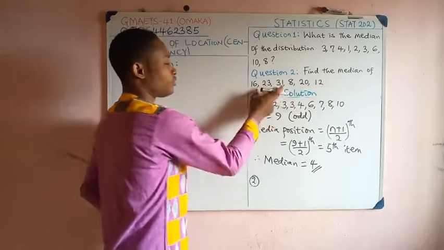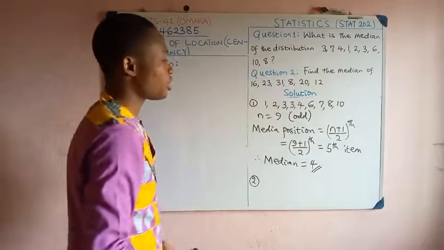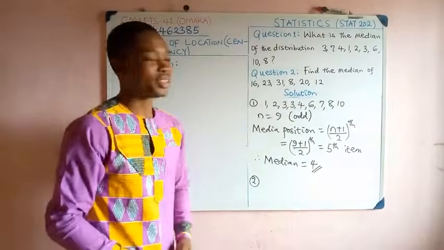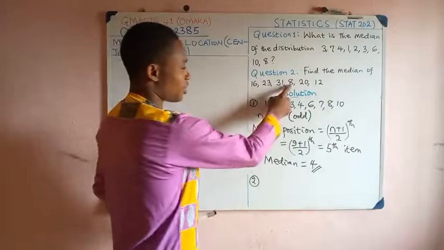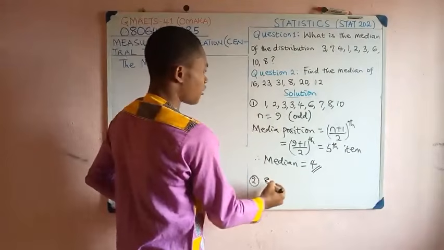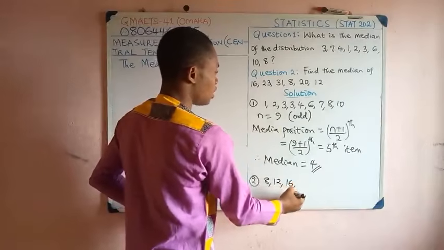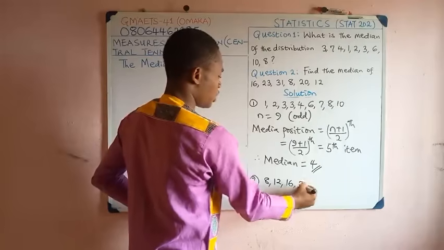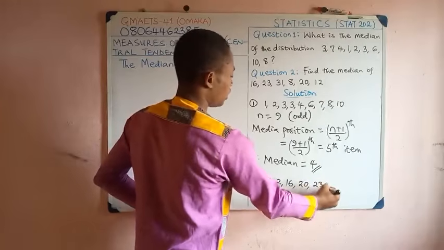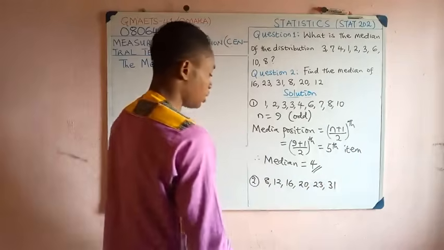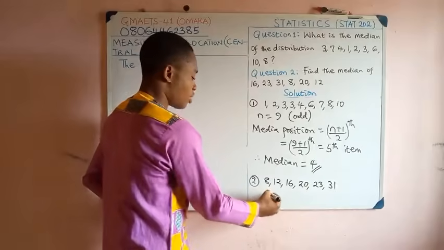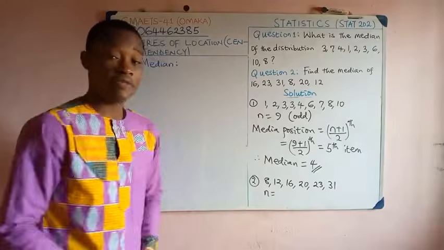Now let's look at the solution to number 2. Find the median of the distribution here. So once again, we're going to arrange it in increasing order. I will start, the least number here is 8. So I have 8, after that we have 12, after 12 we have 16, after 16 the next number is 20, after 20 we have 23, then the highest is what? 31.